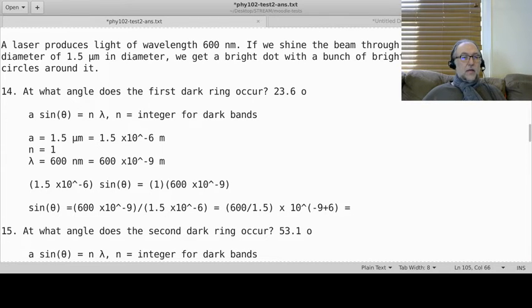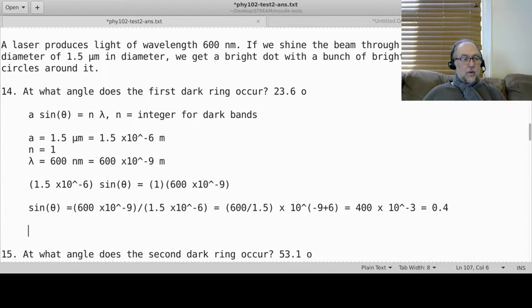Okay, and so this is going to equal, let me bring up my calculator. It's an easier calculation, but might as well just do it. 600 divided by 1.5 is 400. Okay, times 10 to the negative 9 plus 6 is minus 3, like that. And so basically we have to move the decimal over 3 to give you 0.4. So basically you have sine theta is equal to 0.4. And once again, to get the theta, you have to do the inverse sine.